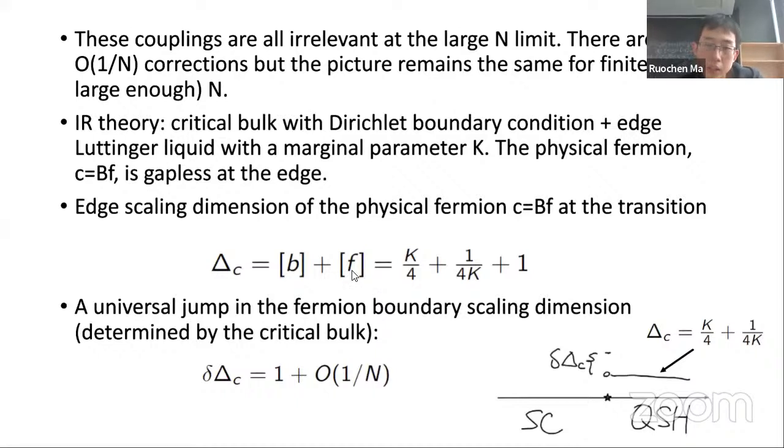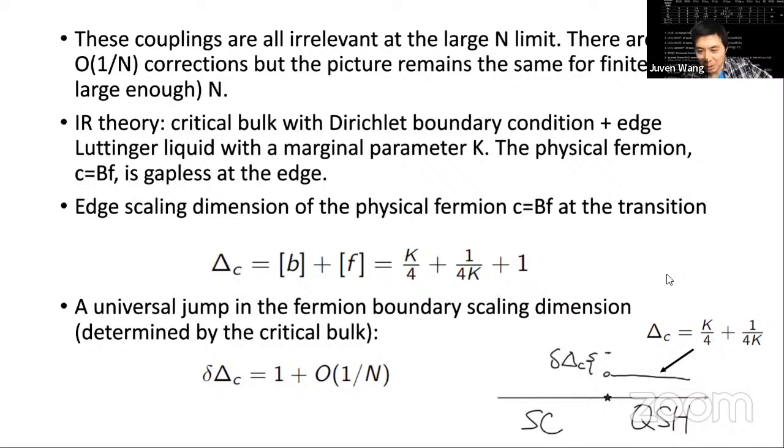So the key point here is that if you approach the transition from the quantum spin Hall side, the B boson turns from condensed to critical. Did I answer your question?